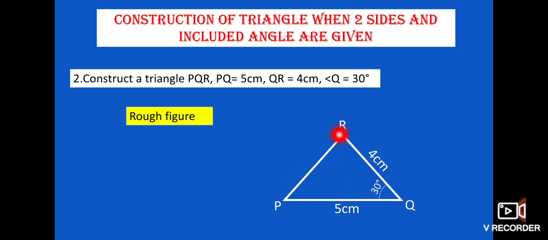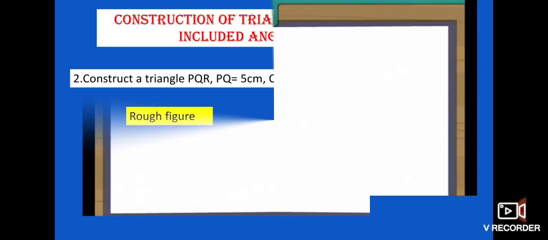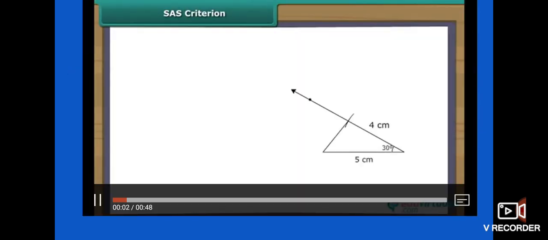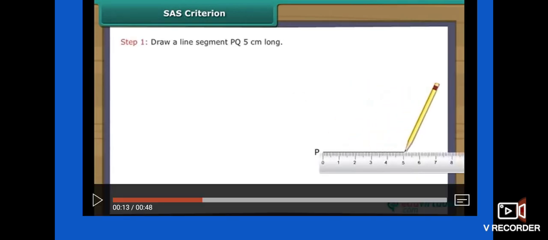Then name it PQR, the same as in the question. PQ equal to 5 centimeter, QR equal to 4 centimeter, and the angle is given as 30 degree. That is the speciality, the SAS criterion. This is the model of our triangle using the SAS criterion. So let's see how we draw this triangle.